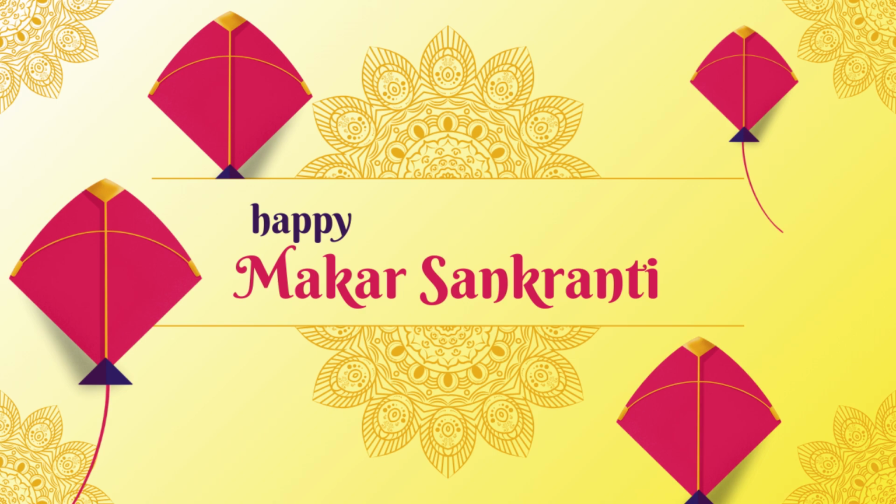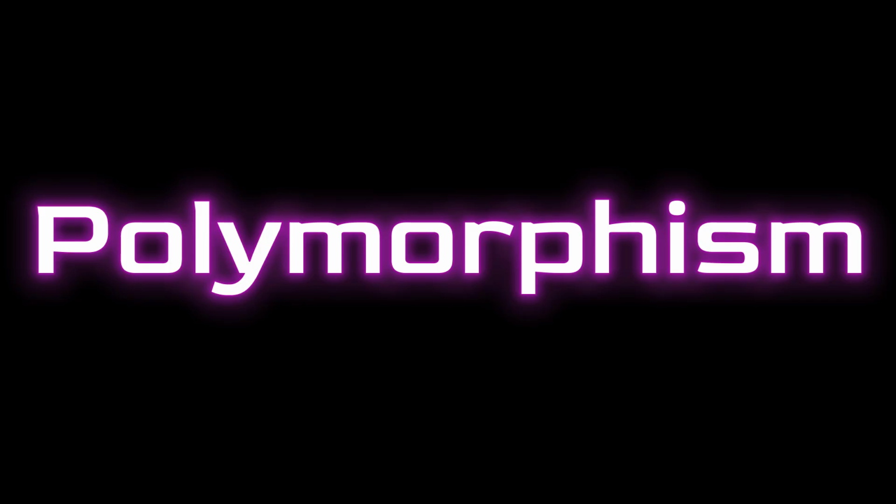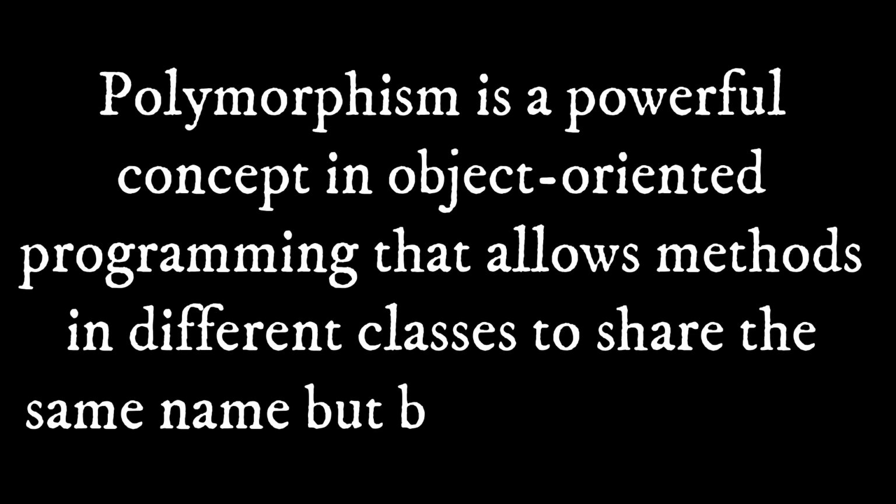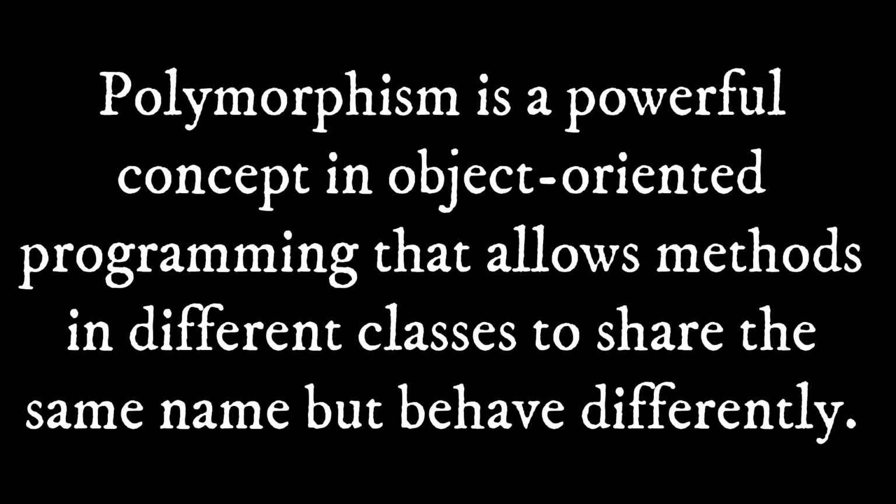So today we are diving into an exciting concept in Python, which is polymorphism of OOPs. If you are ready to take your Python skills to the next level, stick around till the end. So what is polymorphism? Polymorphism is basically a powerful concept that allows methods in different classes to share the same name but behave differently. Seems interesting, right? Let's see how it works in Python.